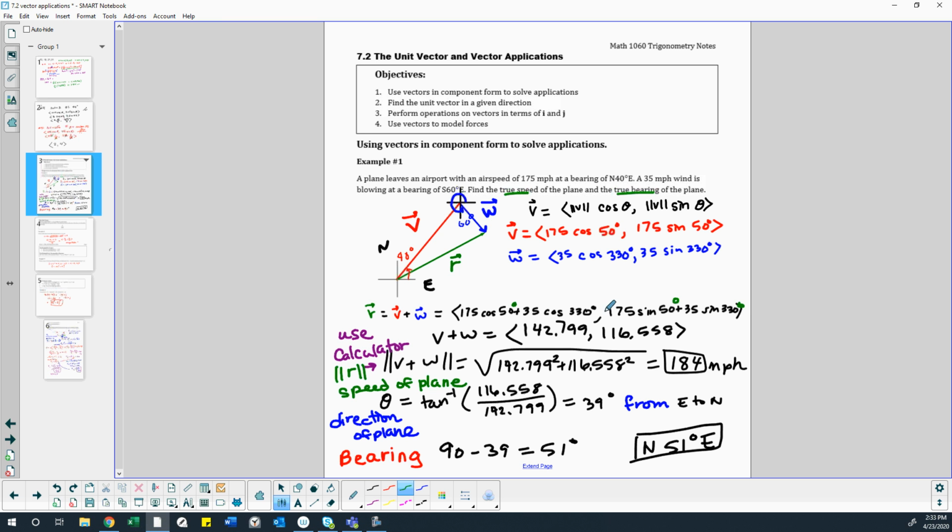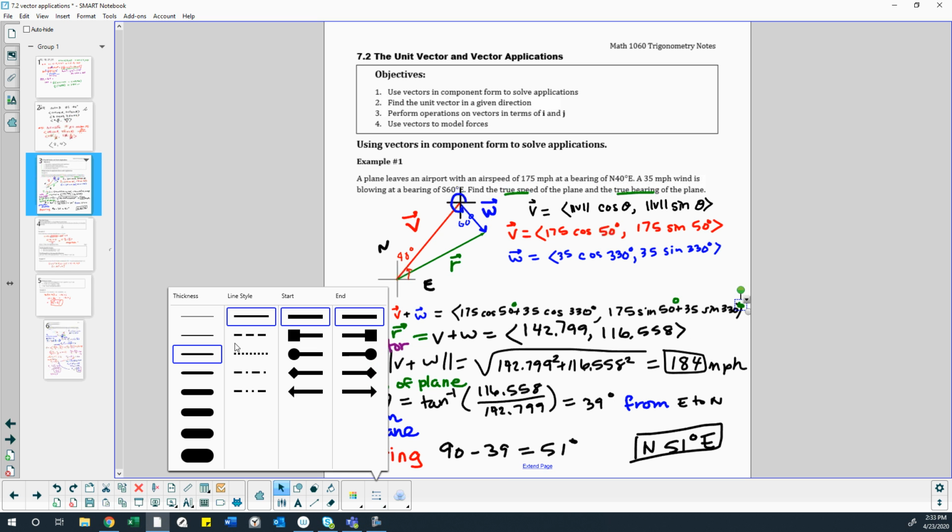Okay, well, at this point, to find our resultant vector r, I'm just putting this in a calculator and giving 3 decimal places. It's not going to be 100% accurate, but it's close enough to show that we can get the same answer we got in section 7.1. So I put this whole thing in the calculator, make sure you're in degree mode, and you get 142.799. And then this whole thing in the calculator in degree mode, and you get 116.558.